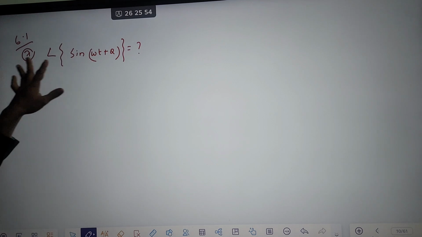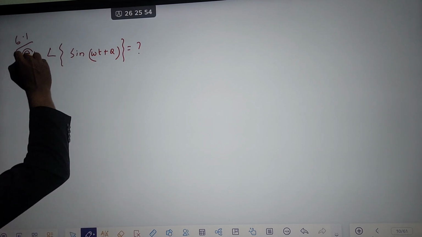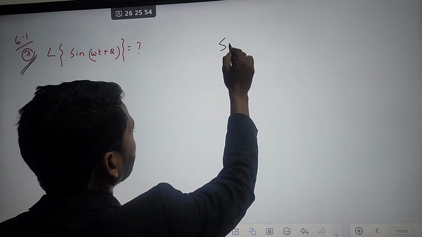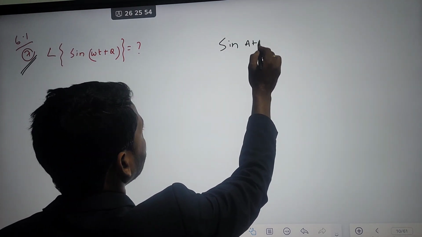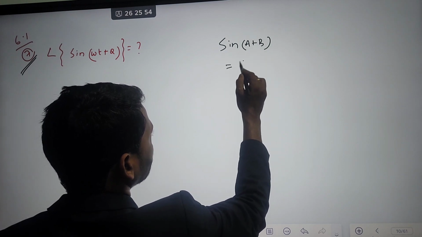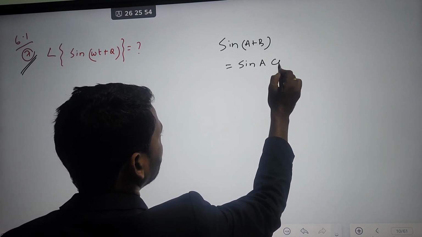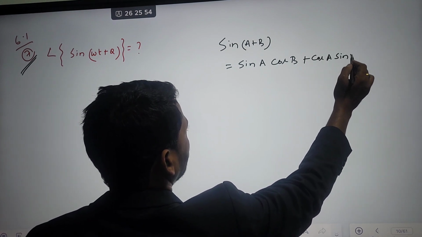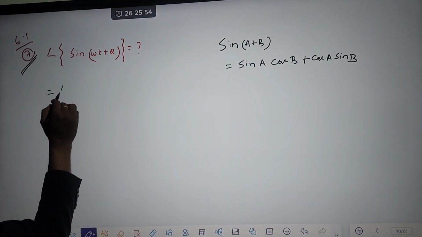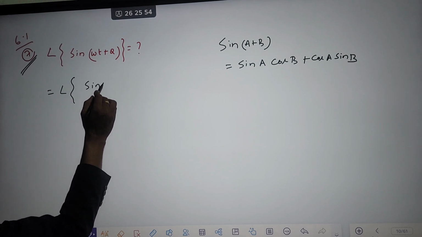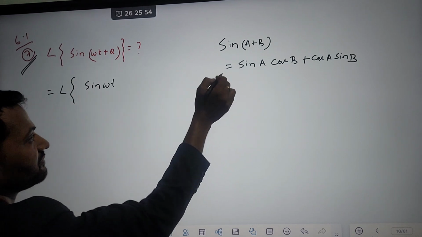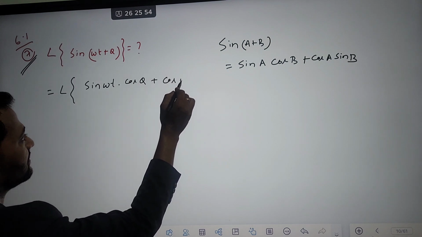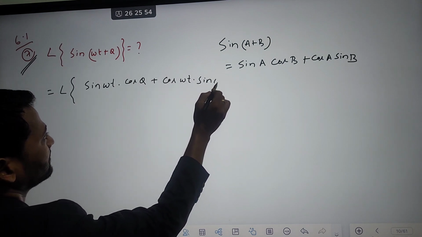So next is Laplace of sin(omega t plus theta). Question number 7, exercise 6.1. See, you know sin(A plus B) का फॉर्मूला क्या है? मैं एकदम बेसिक पे जा रहा हूँ. साइन ए इंटू कॉस बी प्लस कॉस ए इंटू साइन बी. तो सेम थिंग विल अप्लाई. लैप्लेस ऑफ साइन, इसको स्प्लिट कर दो, साइन ए प्लस बी फॉर्मेट में लो. साइन ए इंटू कॉस बी प्लस कॉस ए इंटू साइन बी.